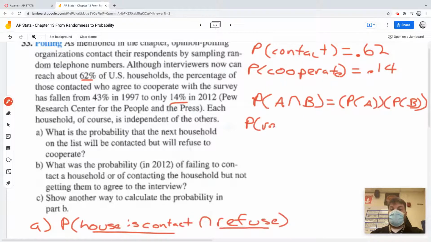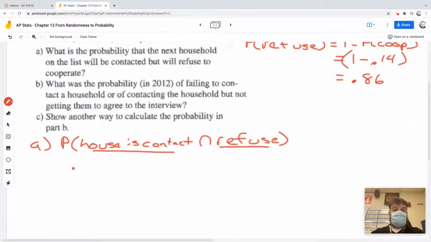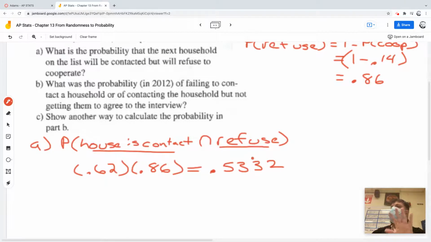Well, the probability of them refusing is the complement of them cooperating: 1 minus the probability of cooperating, or 1 minus 0.14. Does that make sense? Which is 0.86. So to figure out this probability, I'm simply going to say 0.62, the probability of you getting in contact with them first, and then multiplying that by the probability of them refusing. If you do the math on that, you get about 0.5332. Does that make sense? Any questions before we move forward?